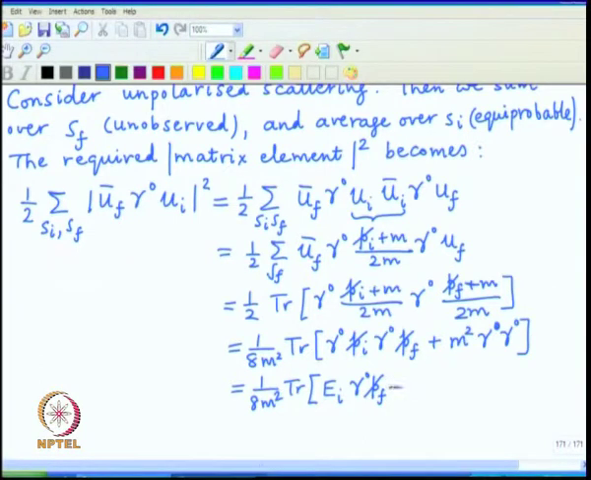Then the next term appears with a negative sign with a dot product of 2 gamma 0, which happens to be 1, and then it is p_I slash p_f slash, and then is another one with a dot product of gamma 0 with p_f slash. So, that gives E_f, and then it is p_I slash gamma 0, and the last time gamma 0 square is just identity. So, it is m square.